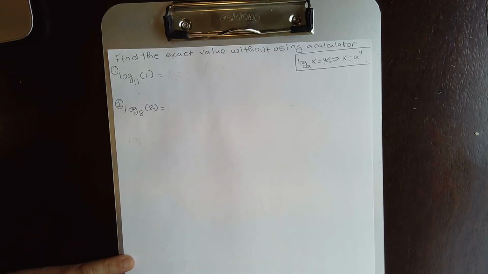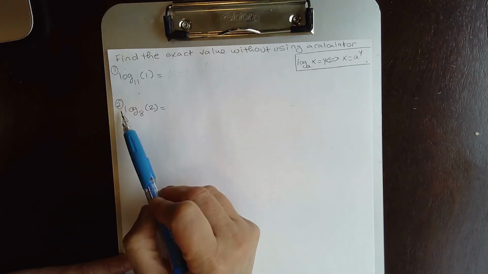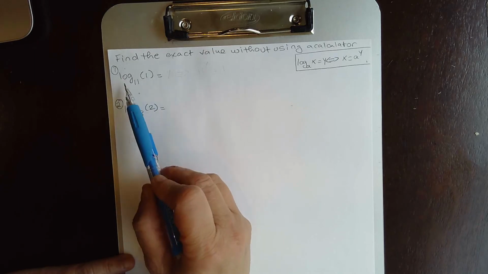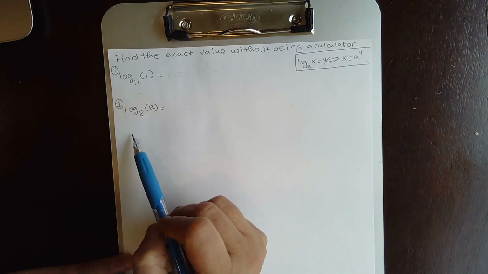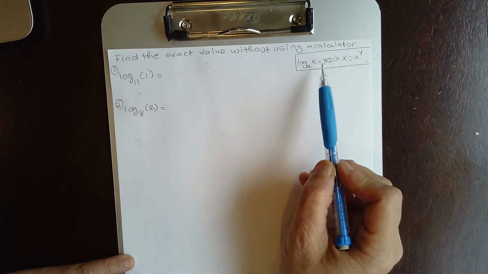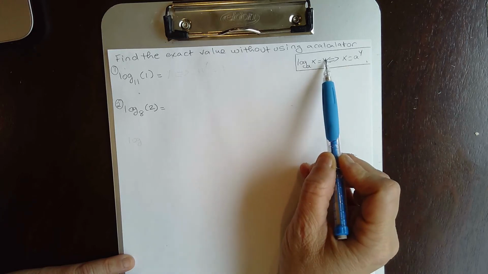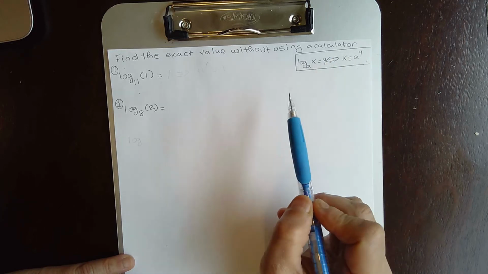Find the exact value without using a calculator. So they want us to know what this is equal to. Now, if you recall, the log is equal to the exponent. To remind you of the logarithm, the two equivalent equations, the log in logarithmic form and exponential form: the log equal to the exponent, in this case y.